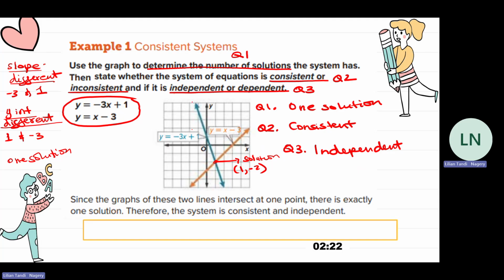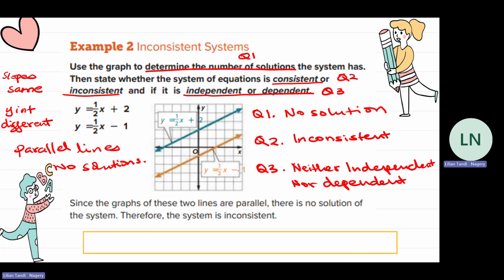It is making an X. If it is making an X, you have one solution. If you have one solution, you are consistent. If you have one solution, you are independent. Okay? Now, remember what did we say? One solution, the slopes are different. So the slopes here are who? The slopes are -3 and 1. -3 is the coefficient with x. The coefficient with x over here is 1, because it is not written, it is 1. So the slopes are different. The y-intercepts are different. So that means one solution.